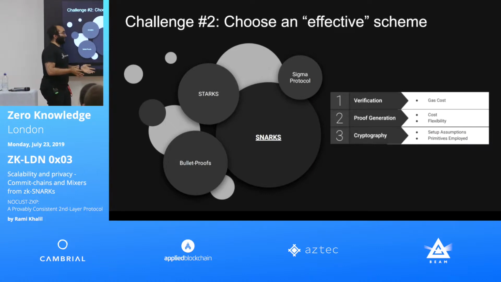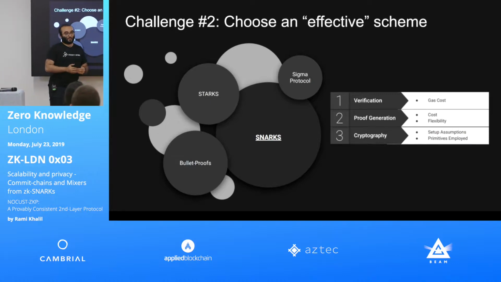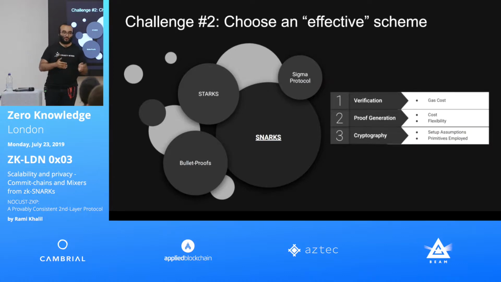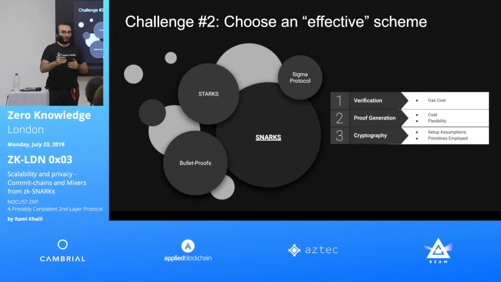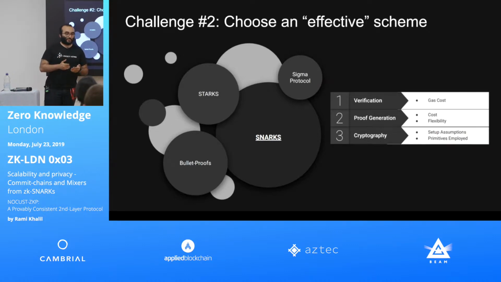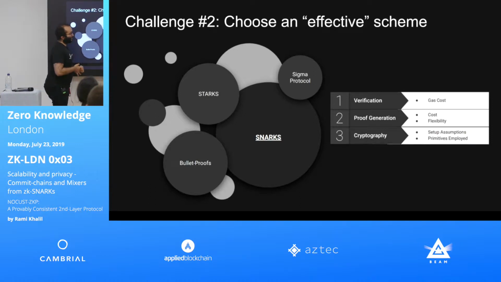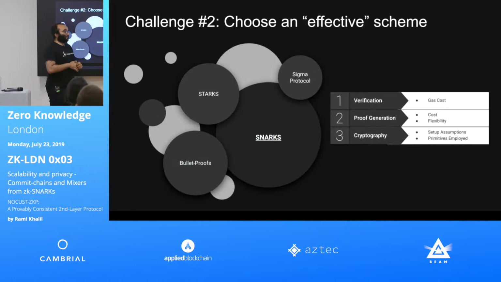So in terms of verification, it really all boils down to the gas cost. You can express this in multiple complicated terms, such as how long is the argument? Is it constant sized? Is it correlated with the size of the constraint system or the statement? But it really boils down to gas cost, in terms of Ethereum at least. And proof generation: how much does it cost to generate a proof? How flexible is my proof generation process?